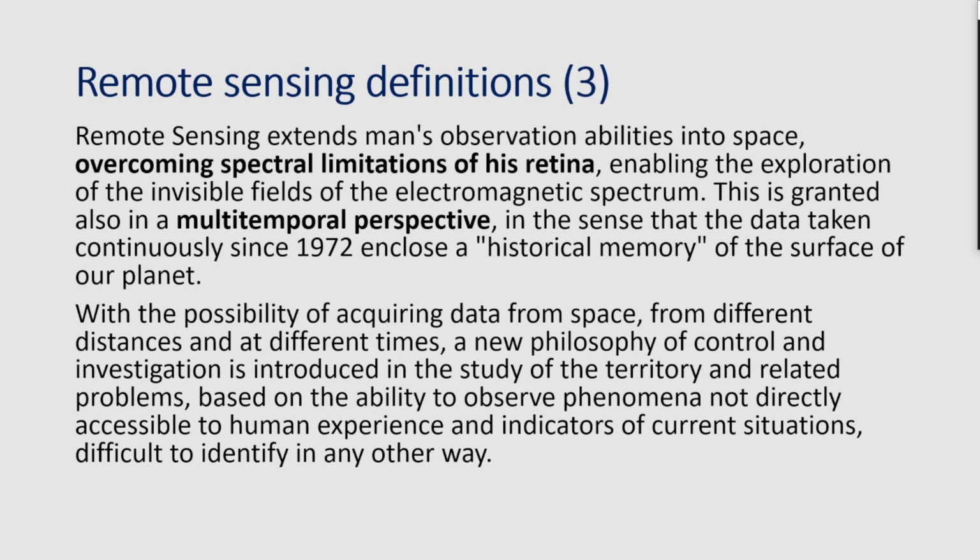Remote sensing definitions, 3. Remote sensing extends man's observation abilities into space, overcoming spectral limitations of his retina, enabling the exploration of the invisible fields of the electromagnetic spectrum. This is granted also in a multi-temporal perspective, in the sense that the data taken continuously since 1972 enclose a historical memory of the surface of our planet.